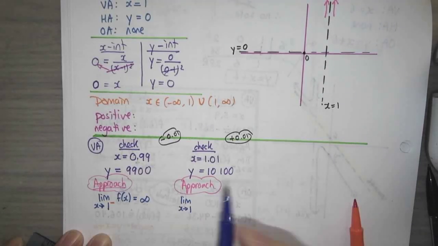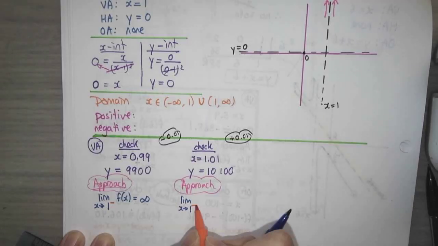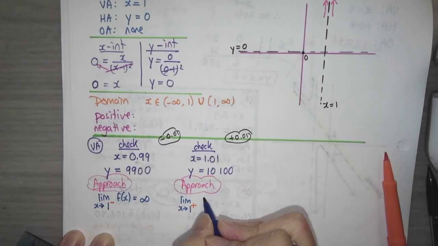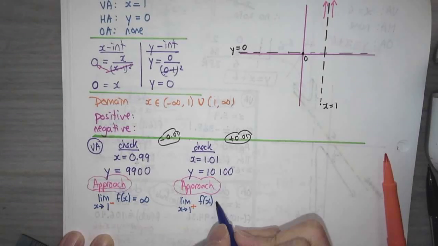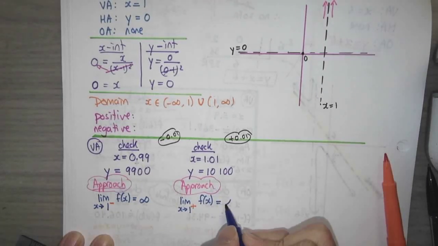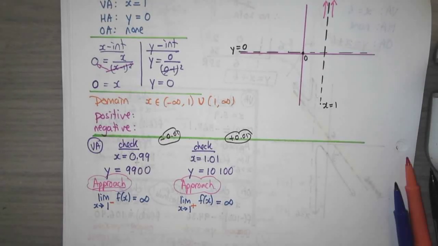So the limit, again, as x approaches 1, this will be from the right, so a little plus there. And yes, we usually let you, if you just put f of x, that's fine. It should be y, but most people just put f of x there, and we kind of do infinity. So both of them are heading up.